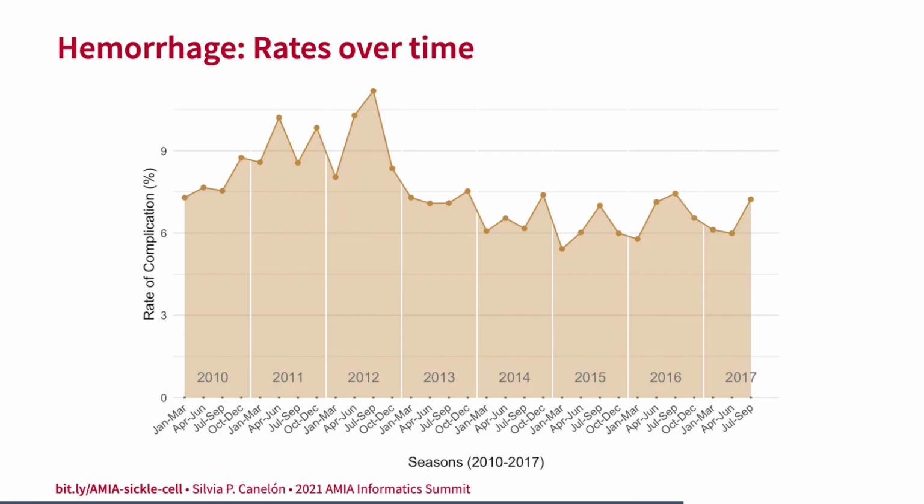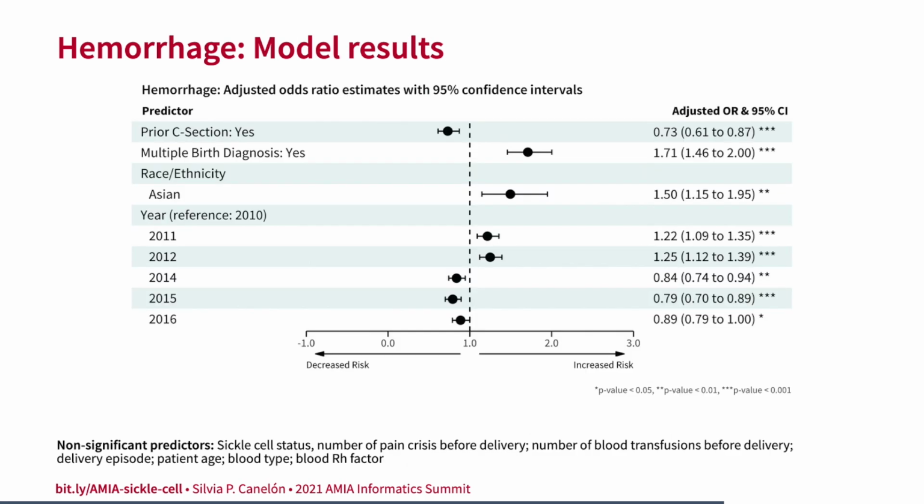This slide shows rates of hemorrhage over time from 2010 to 2017. Again, you can see that in 2011 and 2012, the rates were considerably higher and then dropped between 2013 and 2017 to more or less consistent levels. The results of our model for hemorrhage interestingly showed us that neither sickle cell trait nor sickle cell disease were found to be significant predictors of hemorrhage during delivery, which is important considering that hemorrhage is a severe maternal morbidity.